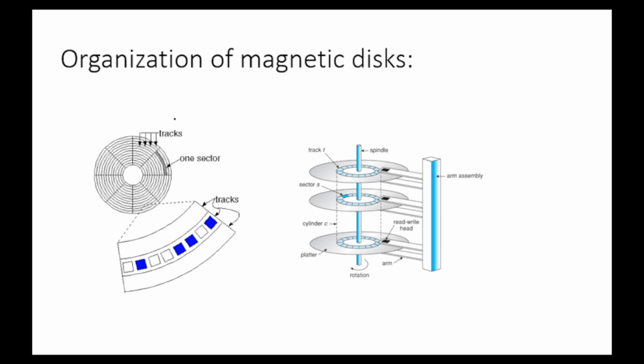Hey there, in the last video we saw magnetic tapes in the secondary storage devices. Now in this video we will be focusing on magnetic disks. Magnetic disks are the most popular direct access secondary storage devices nowadays. They are also the most popular online secondary storage devices.